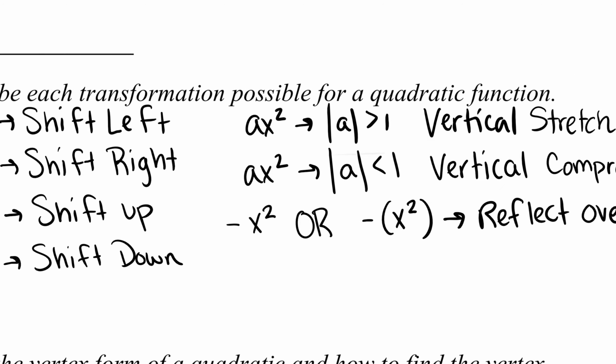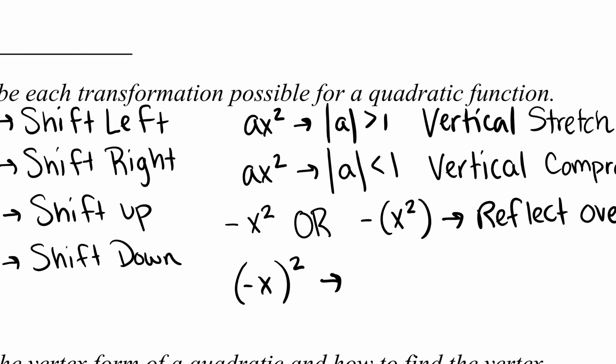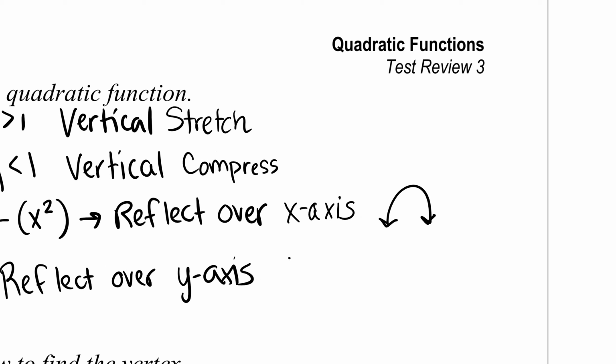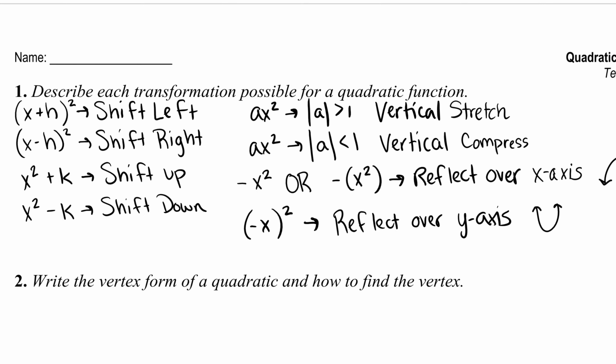And then my last one for transformations is if I have (-x)^2. So my negative is inside the parentheses. That would be a reflect over y, so over the y-axis, which of course just looks normal. That's still going up. So it looks like nothing happened on the graph, but it really did. It just flipped horizontally. So those are my 8 transformations that are possible for a quadratic function.